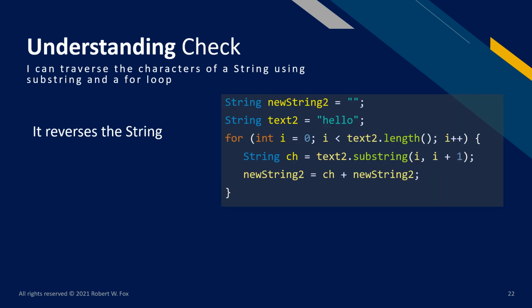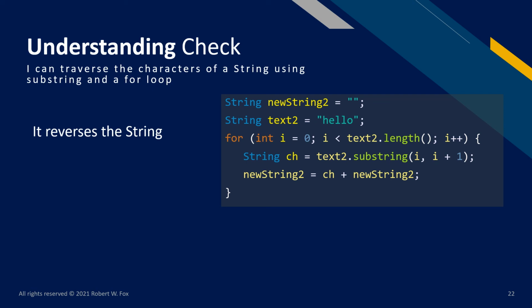It turns out that this code reverses the string. Let's see how it works. We begin by making a variable new string 2 and setting it equal to quote quote, an empty string. We also make a variable text2 and set it equal to the word hello. Then we have a loop and a substring that goes through the word hello and extracts one letter each time through the loop, which will be stored in the ch variable. So each time through the loop, ch will be a different letter of the word hello. Now the reversal happens in the last line, where we say new string 2 equals ch plus new string 2.